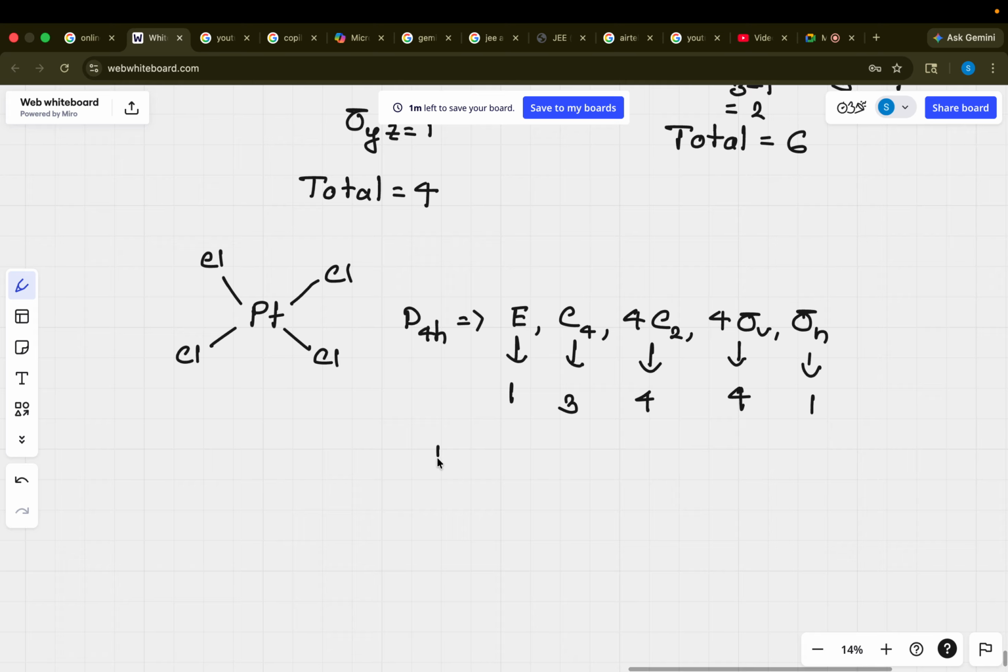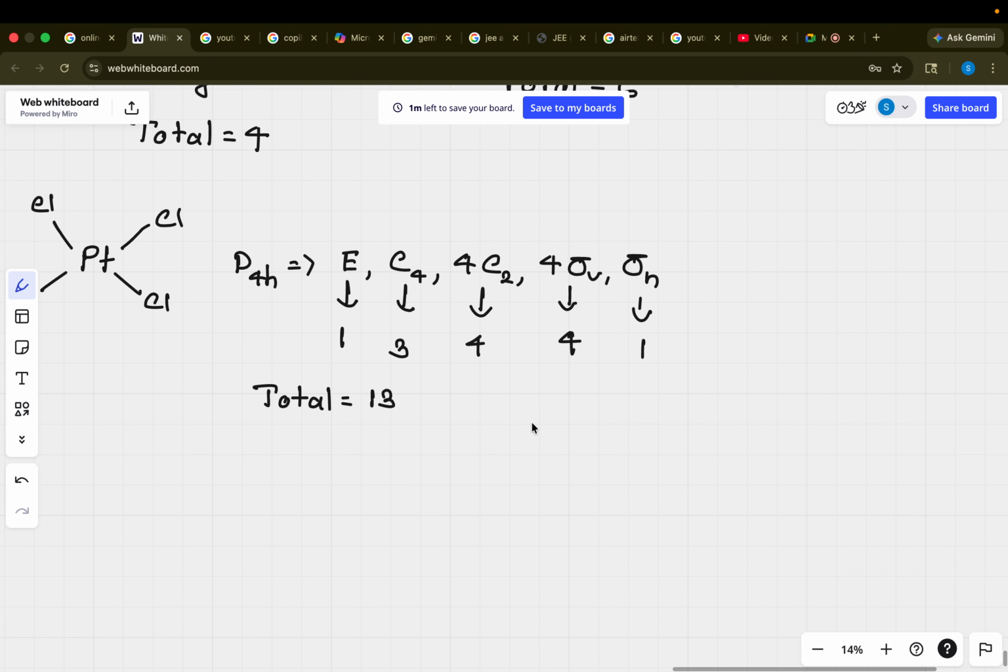So if you add them in total, how many are you getting? So 1 plus 3 is 4, plus 4 is 8, plus 4 is 12, plus 1 is 13. Okay, the number of operations will be 13 in this D4h point group.